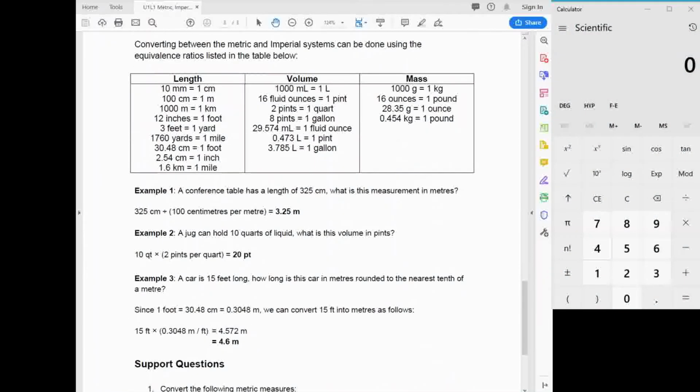So now that we know the metric and the Imperial System, we need to figure out how to convert between one system and the other. To convert between the metric and the Imperial System, we have to use a number of common ratios.